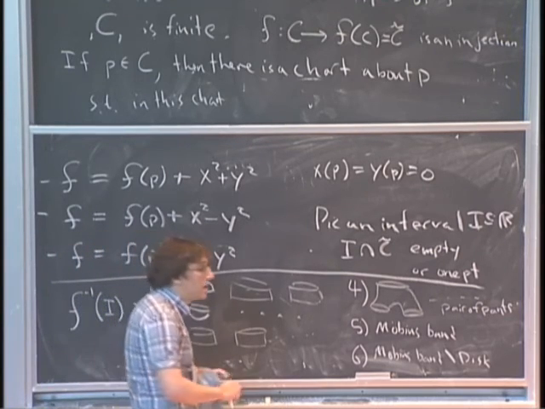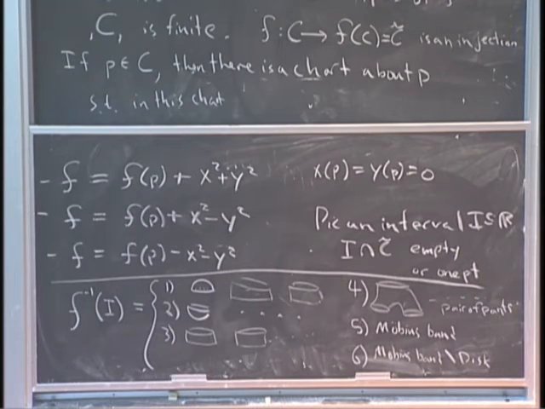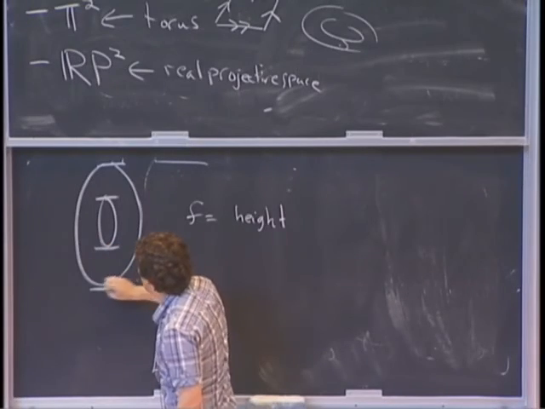That's a little bit involved, and I don't have time. But let me just give an illustration so you can get the idea. Let's start with a torus, and let's use our Morse function as just a height function. So f is equal to the height. The critical points here, here, here, here.